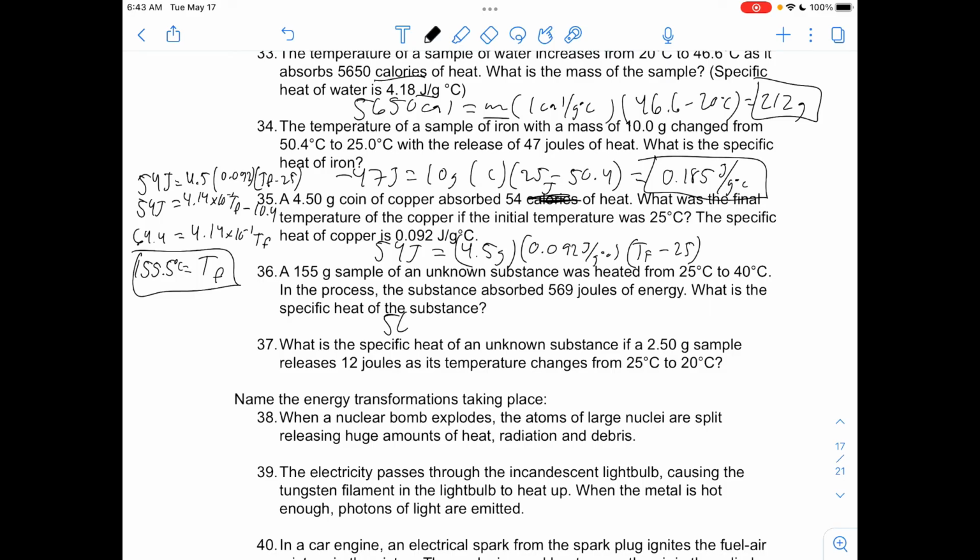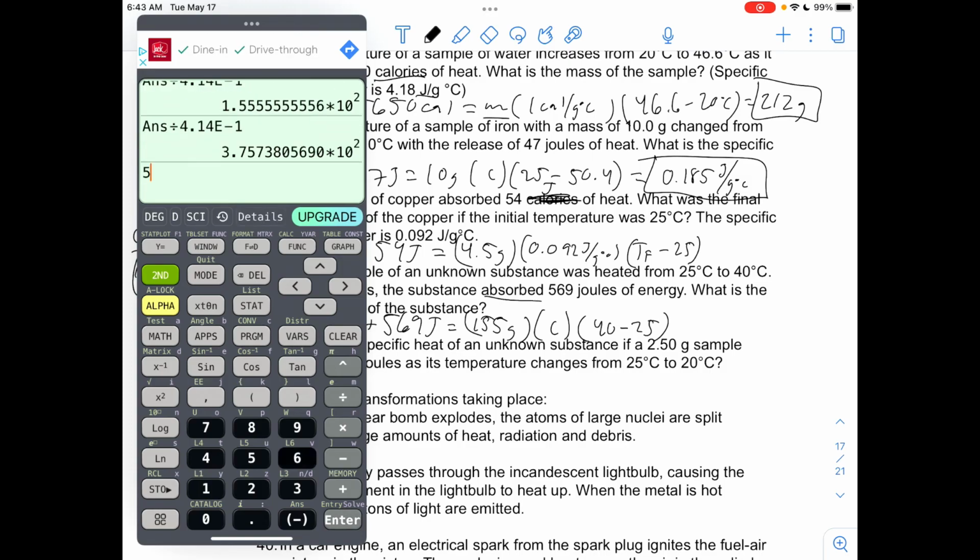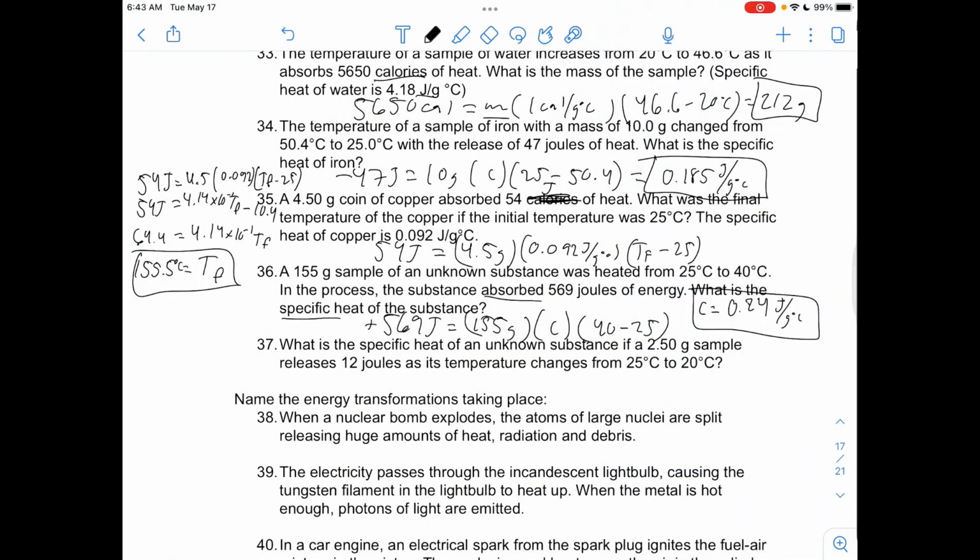We have 569 joules of energy. Notice it's absorbed, so it's positive. 155 gram mass. Looking for the specific heat, and it's heated from 25 to 40. So 569 divided by 155 divided by 40 minus 25. Specific heat is going to be equal to 0.24. And it should always be a pretty small number. It should always be in the decimals, unless it's something like water.